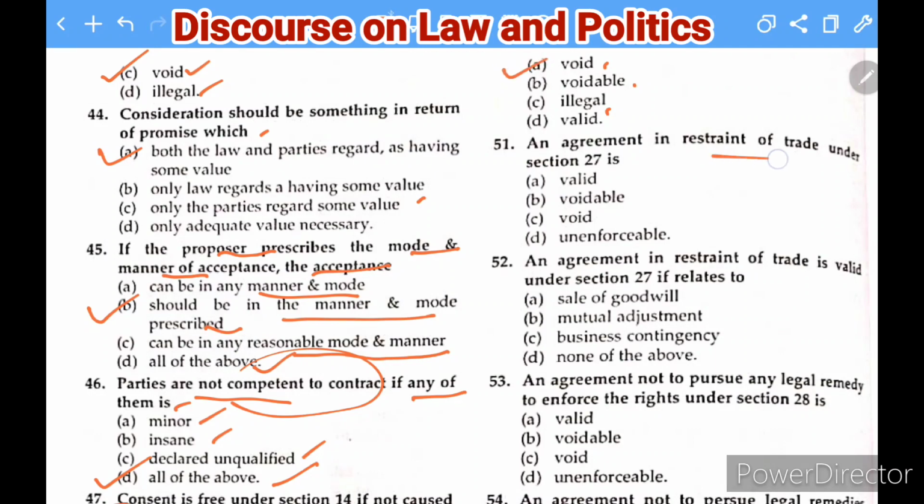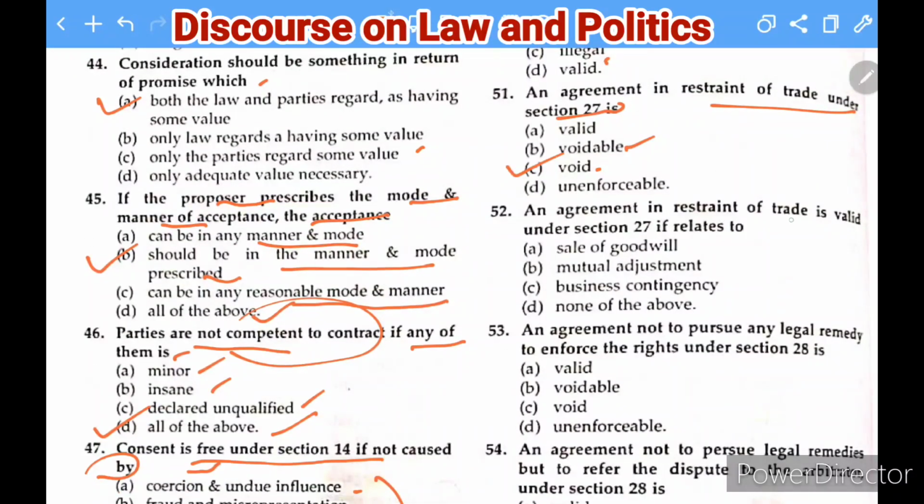An agreement in restraint of trade under section 27 is valid, voidable, void, or unenforceable. So just give your answer very quickly. It is based on section 27. Very important question. Yes, it is going to be void.